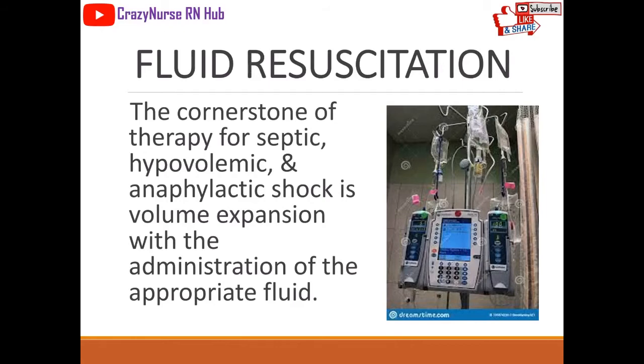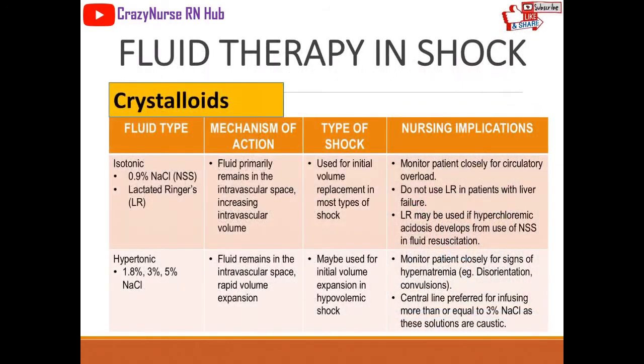Before beginning fluid resuscitation, you should insert 2 large bore 14 to 16 gauge intravenous needles in order to accommodate the large volume of fluid to be given to your patient. It is preferably inserted in the antecubital veins. So here are the different fluid types that you need to administer to your patient in shock.